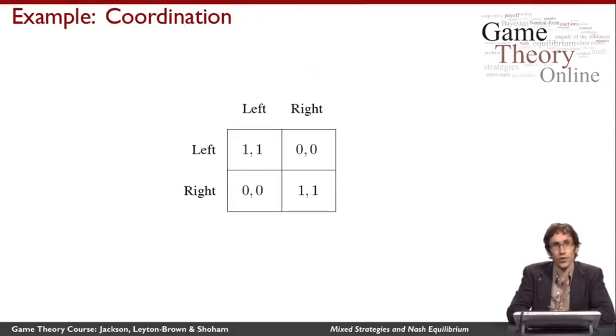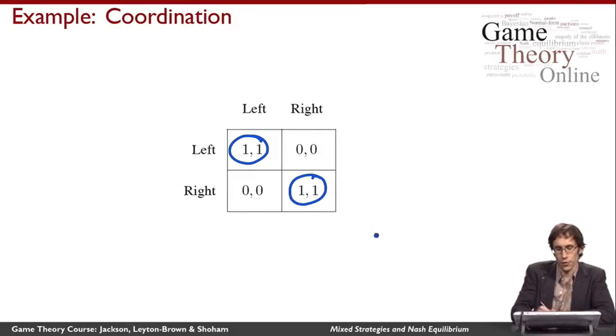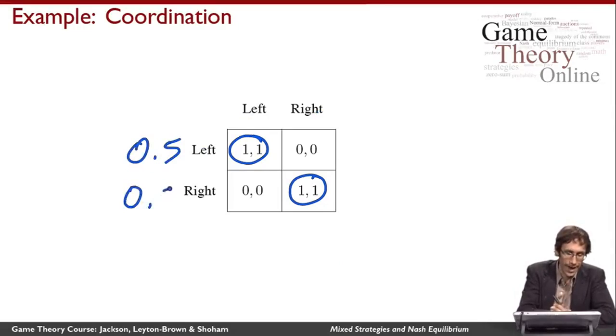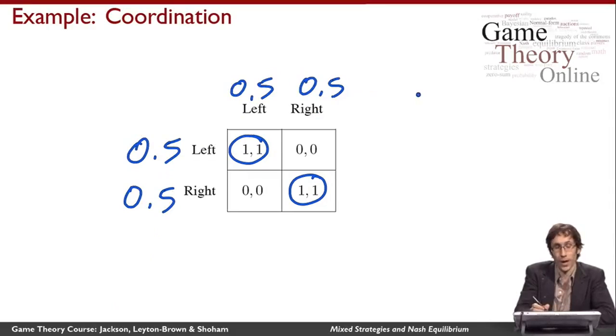Let's come back to the coordination game. Well, we've previously seen that these two strategy profiles, I'm circling outcomes, but remember an outcome isn't an equilibrium. 1-1 isn't the equilibrium. That would be wrong to say. The right thing to say is that left is an equilibrium. Right is an equilibrium. But it turns out there's another equilibrium here. So it turns out, again, 0.5 is a Nash equilibrium here as well.